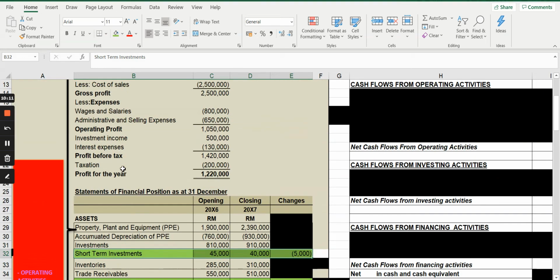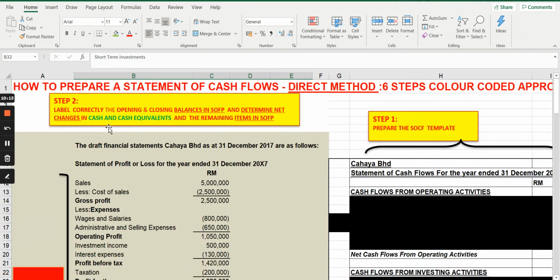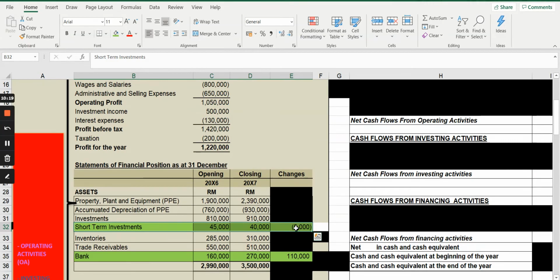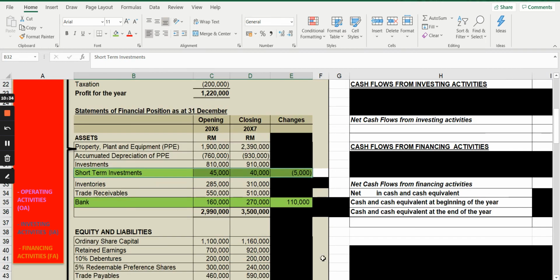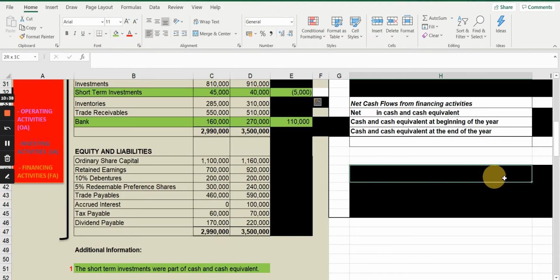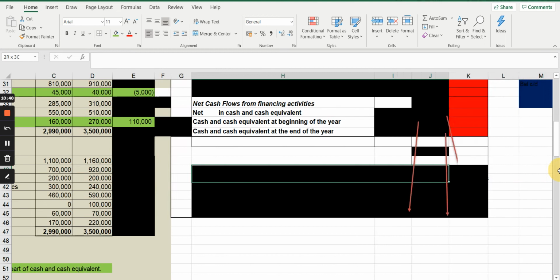So that was the second step. After you have done the second step, you need to determine the net changes, right? So determining the net changes means you're going to add the one from short-term investment, where you can see that there is a decrease from the beginning balance to the end of the year, a decrease of 3,000. And for the bank balance, there was an increase of 110,000. So this one will have to be your first item that you are going to prepare, which is going to be the cash and cash equivalent schedule.